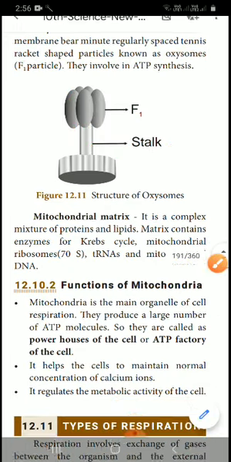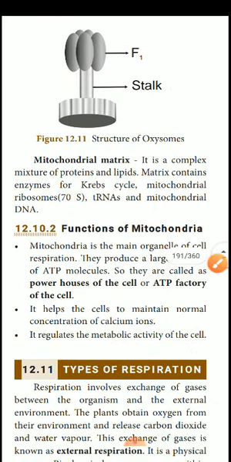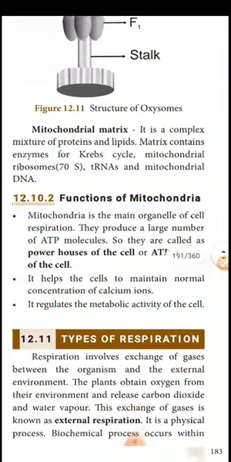Mitochondria is a complex mixture of proteins and lipids. It has the enzymes of the Krebs cycle. It has 70S ribosomes and mitochondrial DNA.